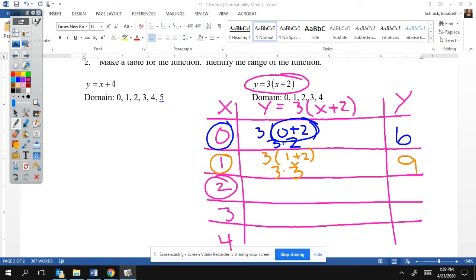Okay, we're now going to put in a 2 for x. So 3 times the quantity of 2 plus 2. Again, same steps. 2 plus 2 is 4. 3 times 4 is 12.